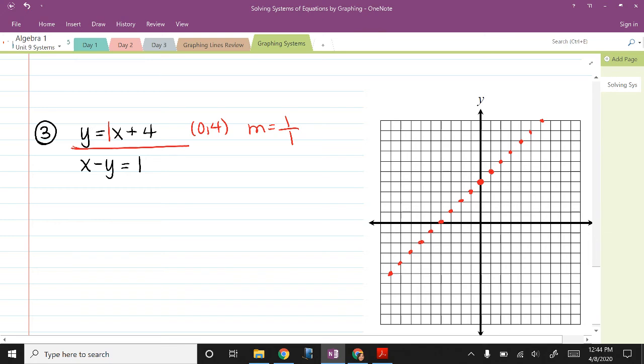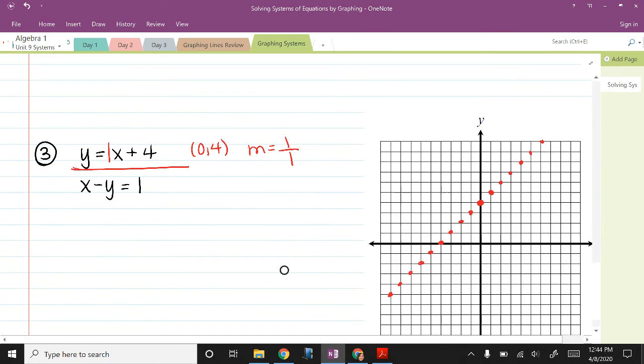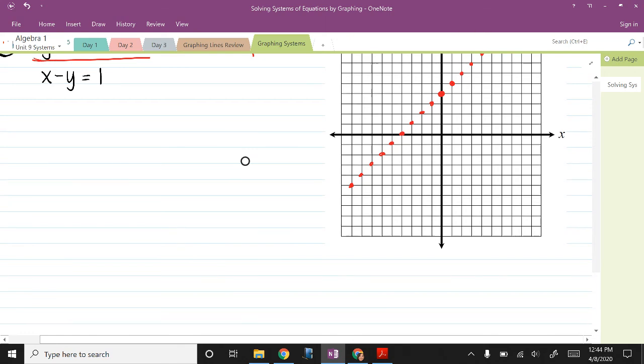All right, I'm going to try to use my ruler here. It does not like it when I do this.